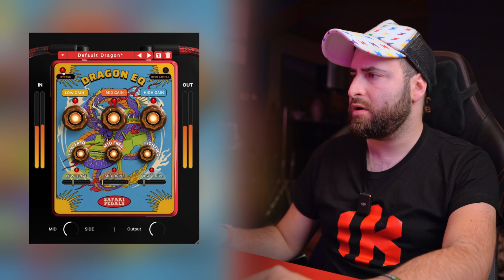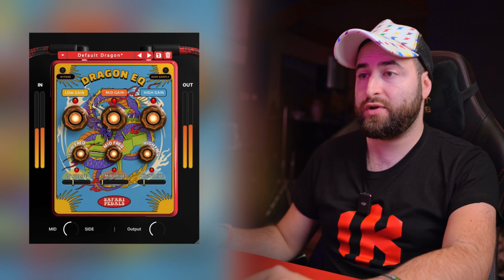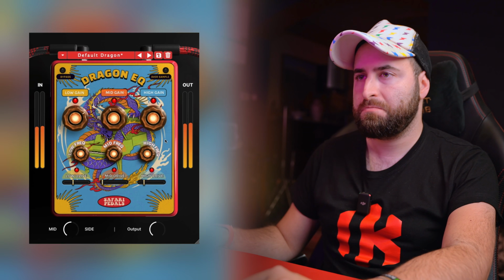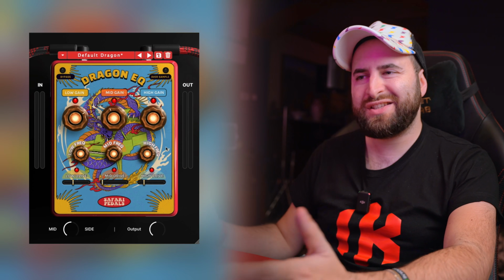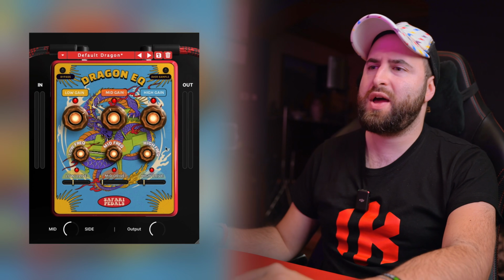Before, after. Wow. That is why I really like this plugin, guys.